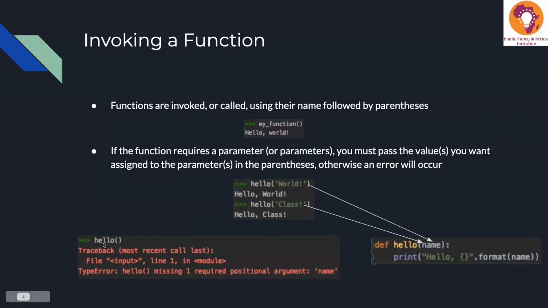So if I try to invoke hello, similar to how I invoked my function, but without a parameter, I'm going to get an error here. It's saying that hello is missing one required positional argument, name. So the interpreter is trying to give you a little bit of a hint there that you're missing an argument. That argument is name. So you should pass in some sort of name there.